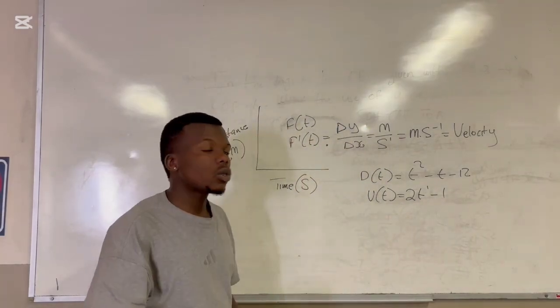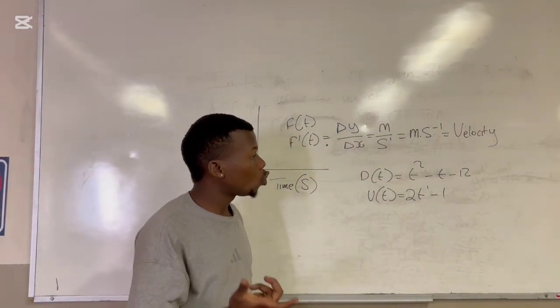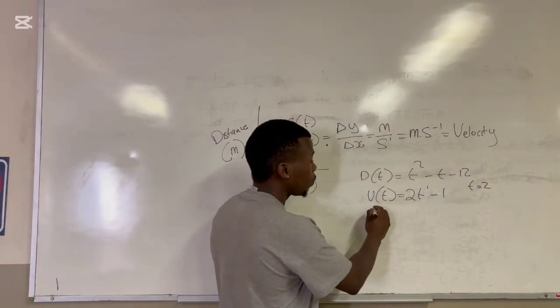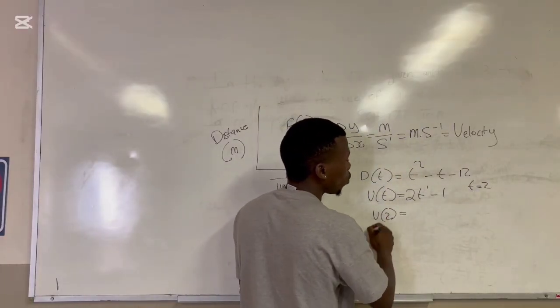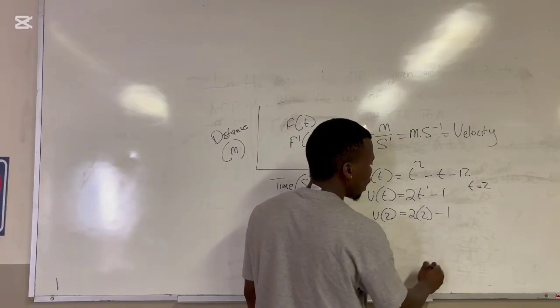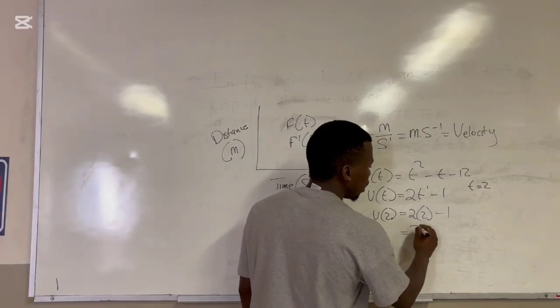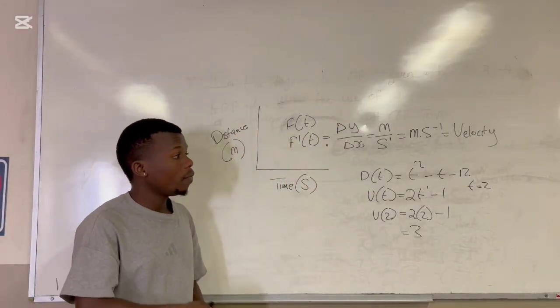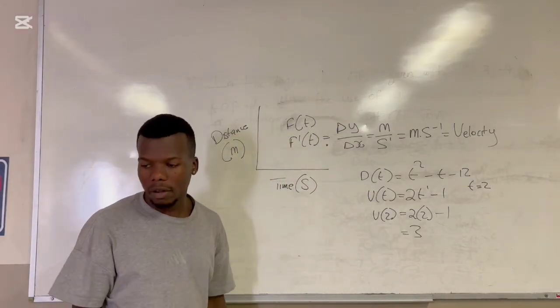Remember, we want the velocity at time equals 2. In other words, where I see t, I'm going to substitute 2. It means velocity at time equals 2 seconds will be 2 multiplied by 2 minus 1, which will be 3.